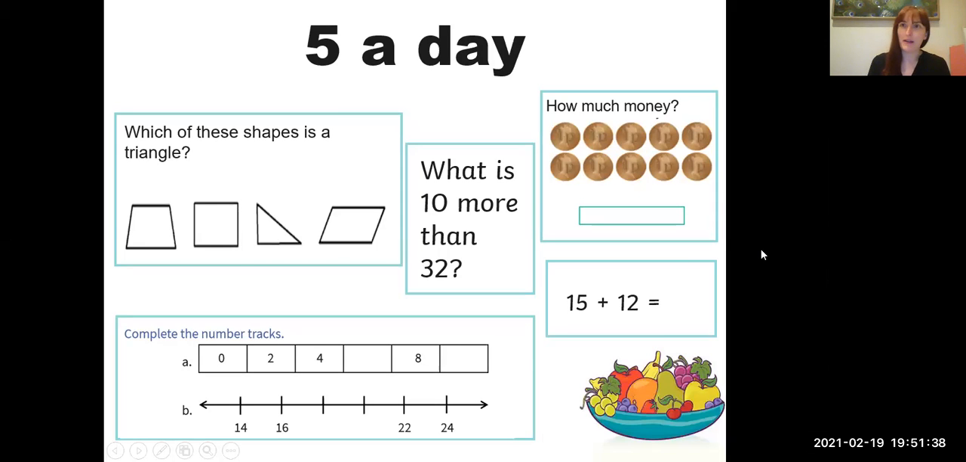Everyone, this is Thursday's maths lesson. We're going to start again with another 5 a day, so have a look at the questions on the board and let's see if we can answer them.